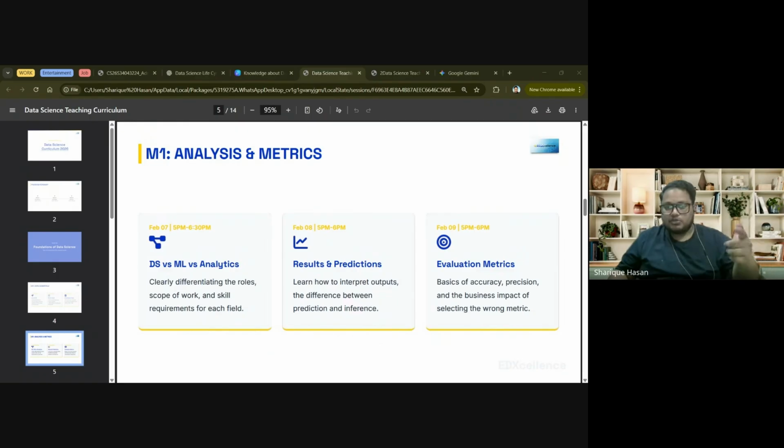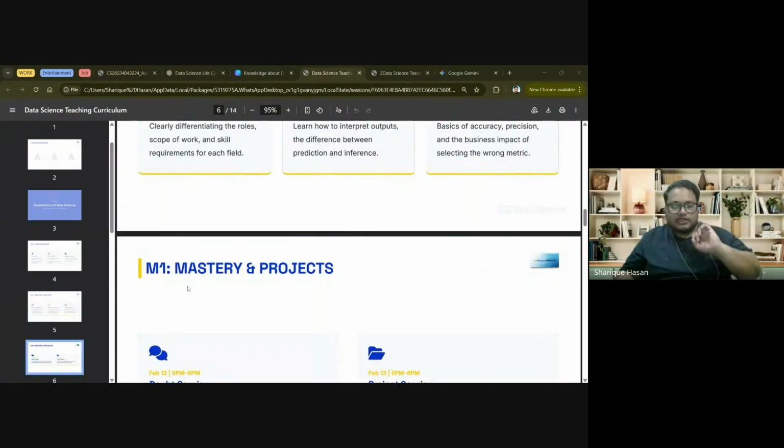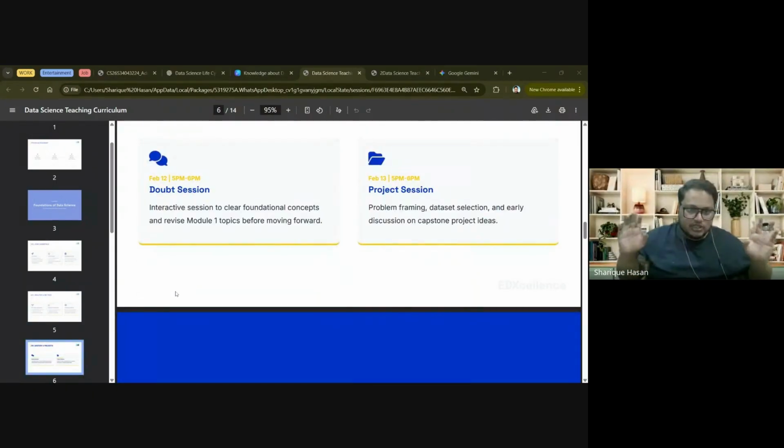What are the types of graphs? What is accuracy? How does accuracy matter? What are the metrics required which can affect accuracy? So the 7th, 8th and 9th, we're going to talk about ML projects, ML model analytics and results only. Then on the 10th and 11th, we don't have any classes. We're going to have a holiday for 2 days.